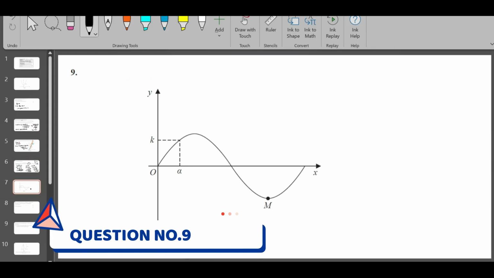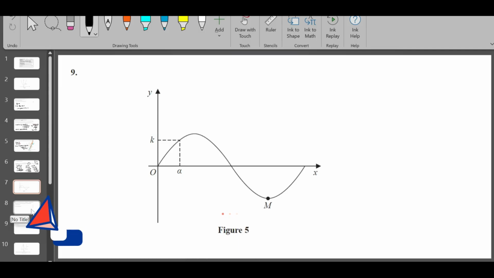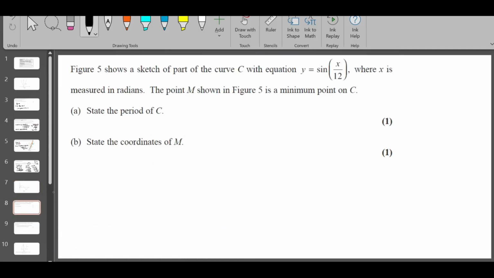Question number 9, we have this graph given. It's the graph sine x over 12 where x is measured in radian. M is the minimum point. State the period. Okay, you need to remember this. For sine x and cos x, the period of these two graphs are 360 degree or 2 pi radians. The period will not be affected if you apply translation.